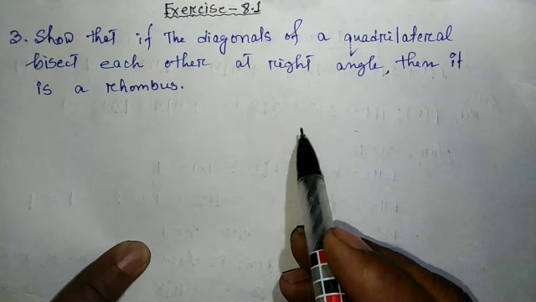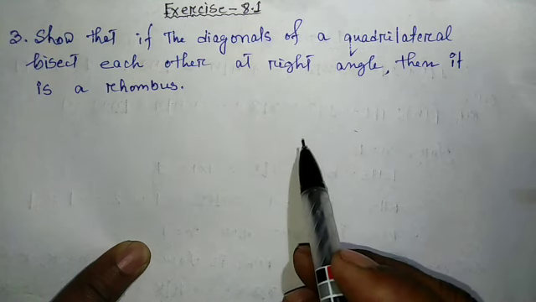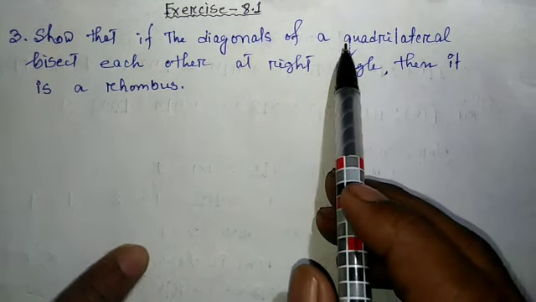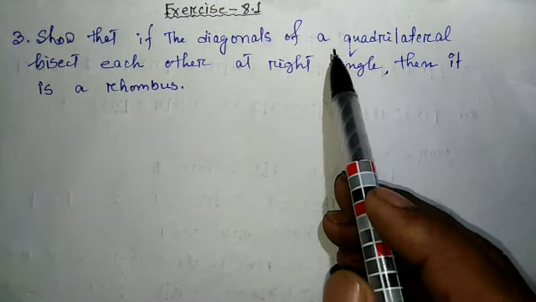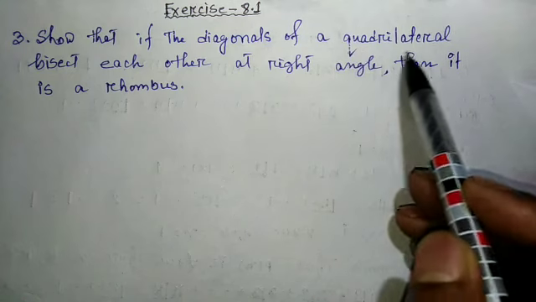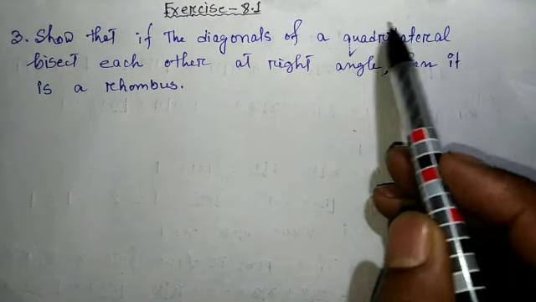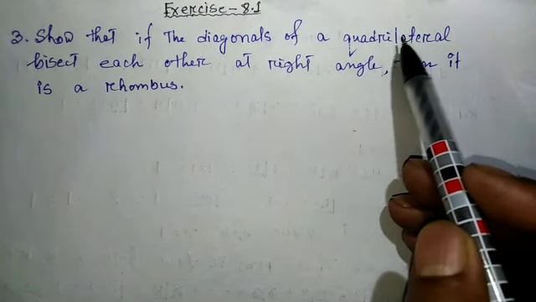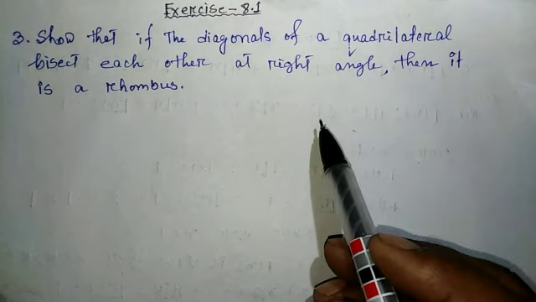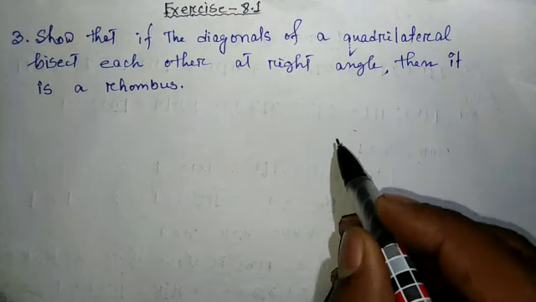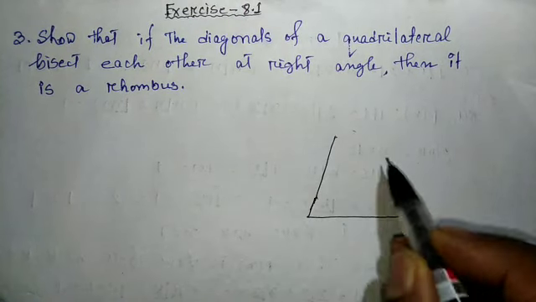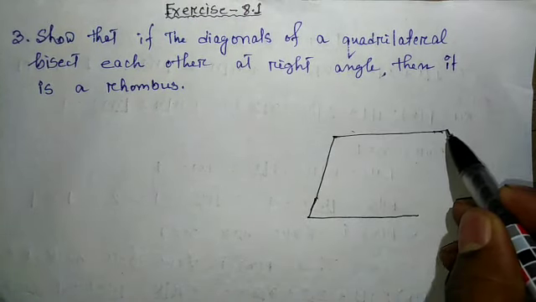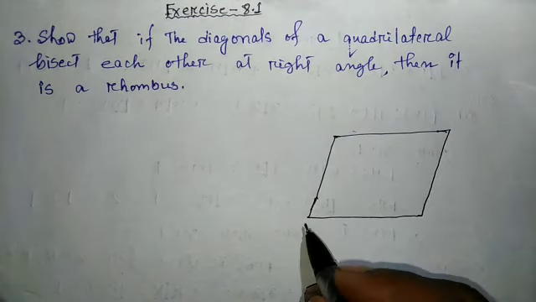So what to do first? We have to take a quadrilateral. Here it is not said to be a parallelogram. If it had said parallelogram, then it would be easier to prove, but here it is said quadrilateral, so we have to take any quadrilateral. Suppose ABCD is a quadrilateral, any quadrilateral, not a parallelogram.